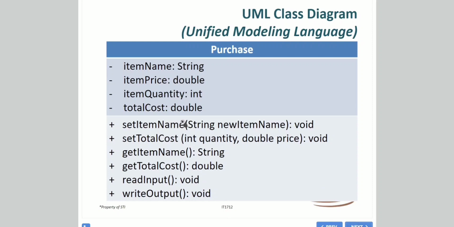Now, later on, you are going to see your laboratory exercise in the form of the UML class diagram. So you will know what the name of your class will be, and what are the variables that you're going to declare, and what are the methods that you're going to create.